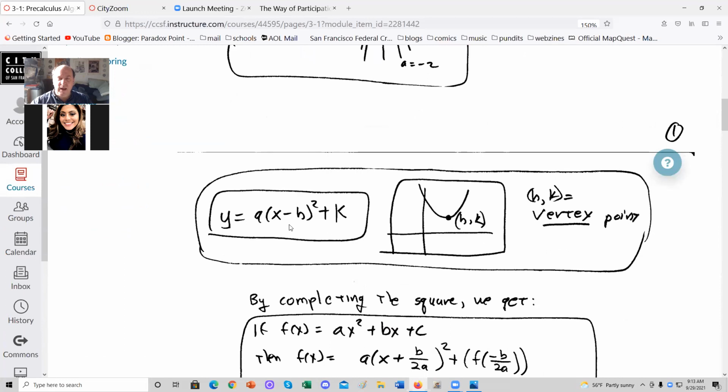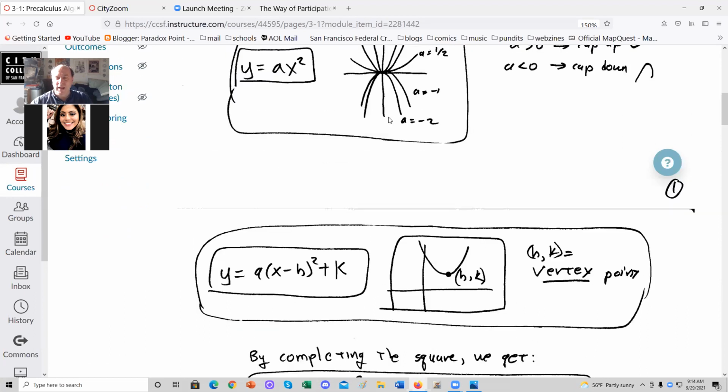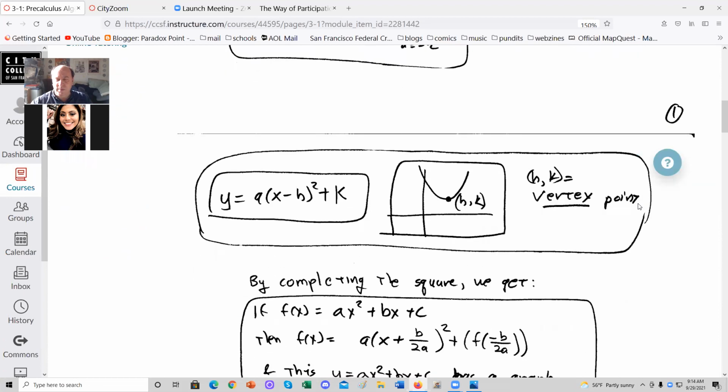Then if you do a times x minus h squared plus k, this minus h shifts the parabola over h units. This plus k lifts it by k units. So this point at the bottom or top is called the vertex point, h, k. Here I have a positive, so this is the bottommost point. If a was negative, then the parabola will be upside down, and this would be the topmost point.